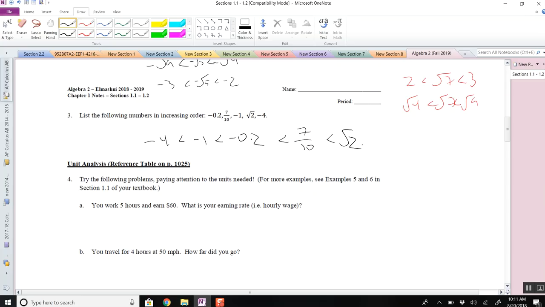Okay, hopefully you hit pause and you hit play now. So that's what you get. -4 is the least, root 2 is the greatest, so that's how you rank them.